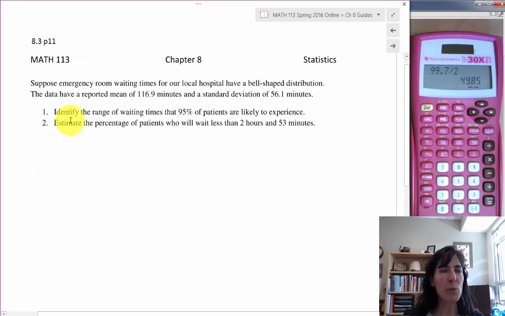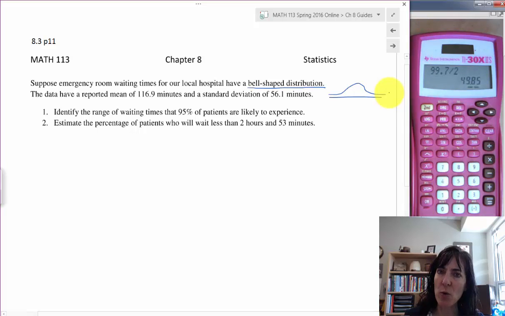All right, so here's hospital information. Suppose emergency room waiting times for our local hospital have a bell-shaped distribution. This text, bell-shaped distribution, is telling us that we can use all of this information we've been learning about these distributions and the percentage of data in each area, but it has to be bell-shaped, or we have to know it has a normal distribution to be able to use these things we've been doing.